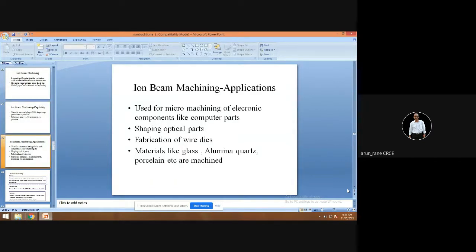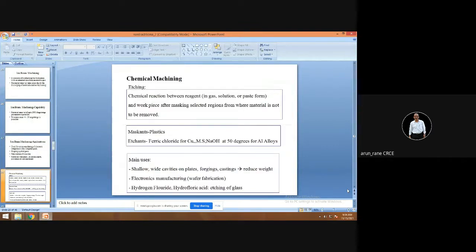So applications of ion beam, from an examination point of view, this is not so important, but you should know that there is something called ion beam machining. The applications are, again, it is used for micro machining of smaller components. More applications in optical, like materials such as glass, alumina, quartz can be cut easily.